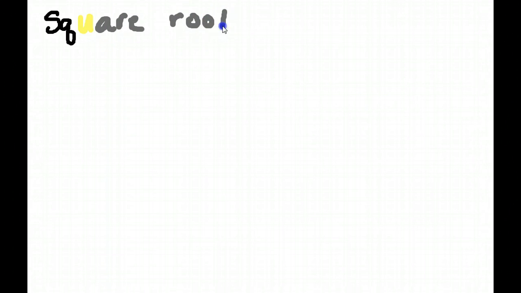Okay, so we're going to talk about the square root property. Oops. And now I'm in a yellow pen. Hold on. There you go. Black pen. There you go. Square root property.